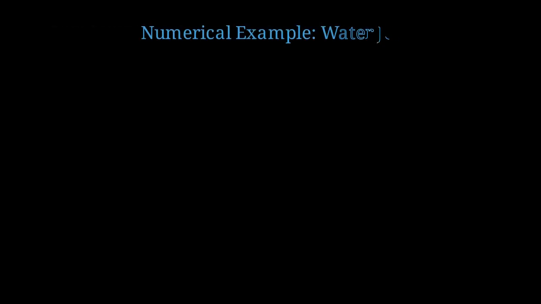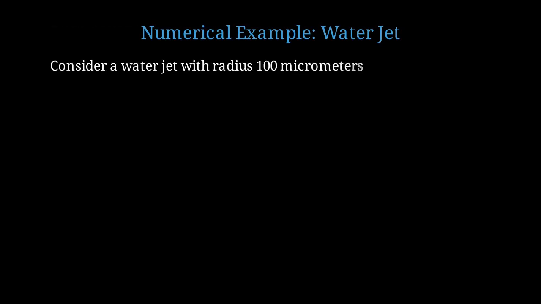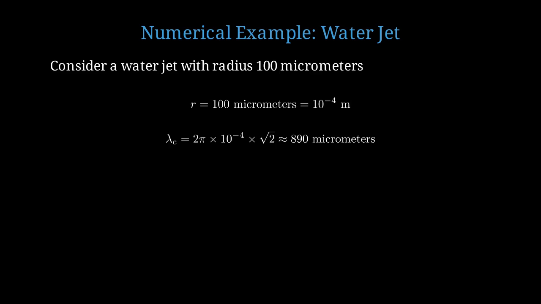Let's work through a concrete numerical example with water. Suppose we have a water jet with a radius of 100 micrometers. That's about the width of a human hair. In SI units, that's 10 to the negative 4 meters. The critical wavelength is 2 pi times 10 to the negative 4 times the square root of 2, which equals approximately 890 micrometers.